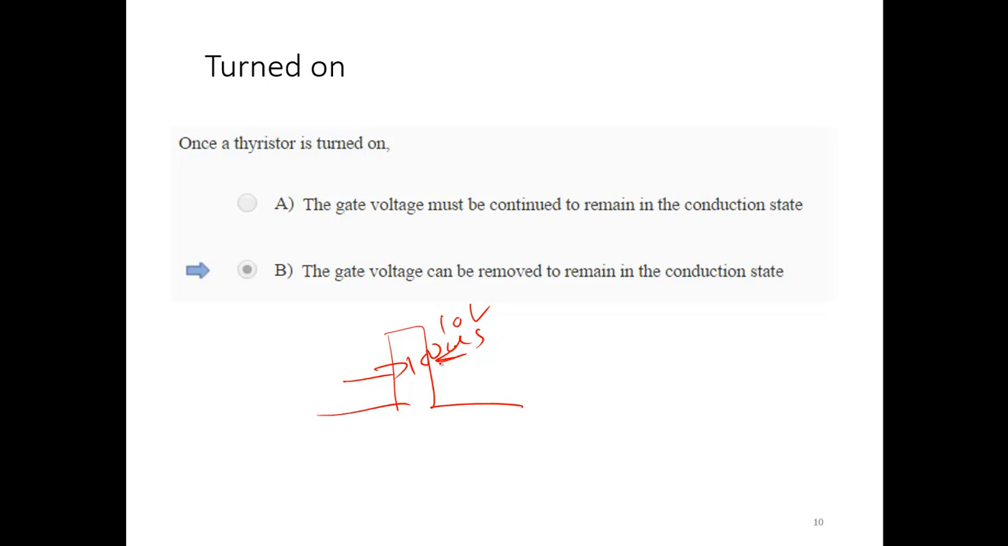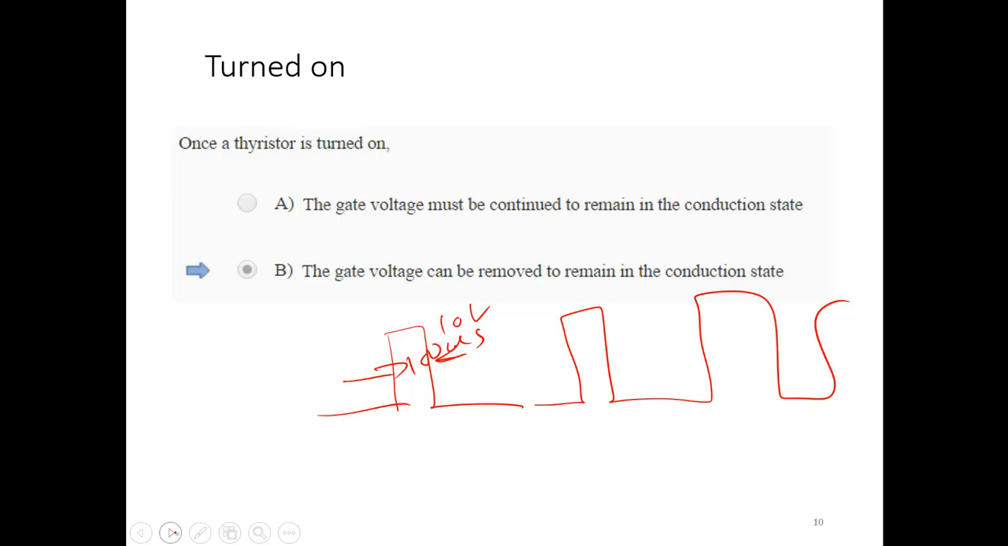Normally you apply pulses because you don't want a continuous pulse. With a continuous pulse there is no need for that, and there will be power dissipation in the gate that is going to heat it up. That's why thyristors are turned on with a small pulse, about 10 volts with about 100 microsecond width. So you can remove the gate voltage, and that's all.